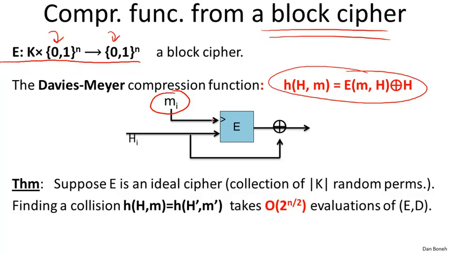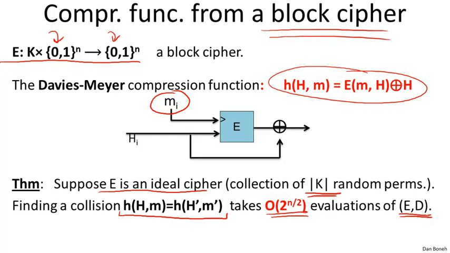But nevertheless, we can argue that this construction, at least when E is what's called an ideal cipher, is as collision resistant as possible. So let me state the theorem. The theorem states that if E is an ideal block cipher, meaning that it's a random collection of k random permutations from {0,1}^n to {0,1}^n, then under that assumption, finding a collision for this compression function h takes time 2^(n/2). In particular, we can show that anyone who's finding collisions has to evaluate the encryption-decryption functions at least 2^(n/2) times.